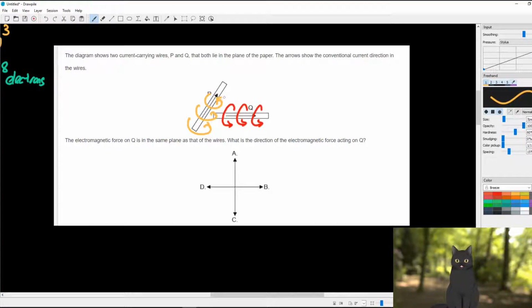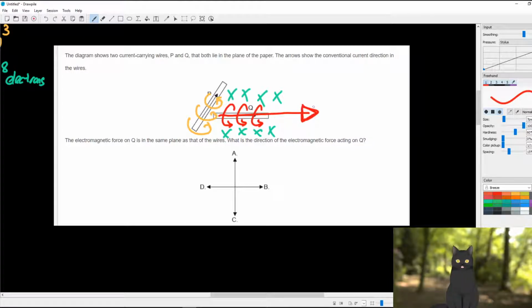Oh, wait a minute. It's a left-hand Fleming's rule. So you know why? They are on the same plane. So what happened is the yellow part generates a magnetic field going into the page. Then Q's current is going this way. So what force will it experience?